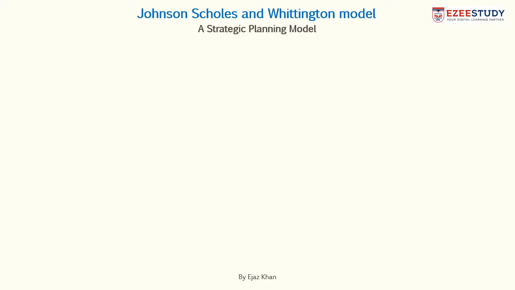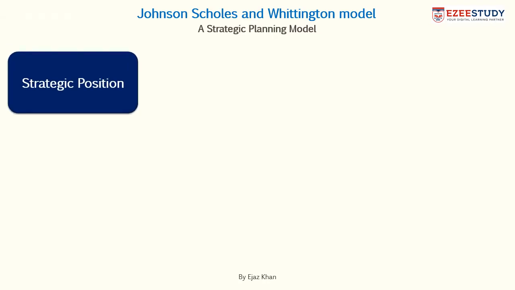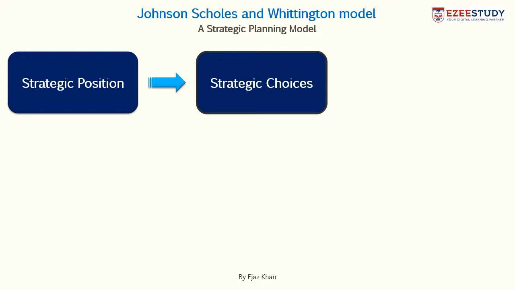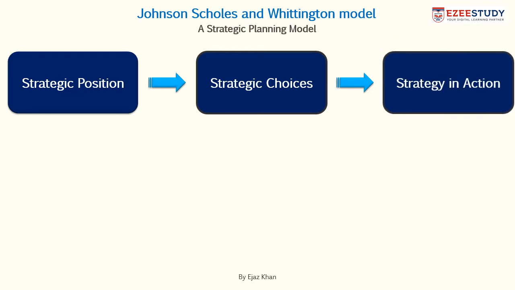As you know, we started SBL with a strategic planning model proposed by Johnson, Scholes and Whittington. According to this model, every strategic planning process of a company will involve three key steps. Number one, analyzing the strategic position of the organization. Number two, identifying strategic choices that will help the company to move from its current strategic position to a desired strategic position in the future. And once the strategies are identified and chosen, then it will be time to put those strategies into action. So these three stages will help an organization to come up with a strategy that will best suit the organization.